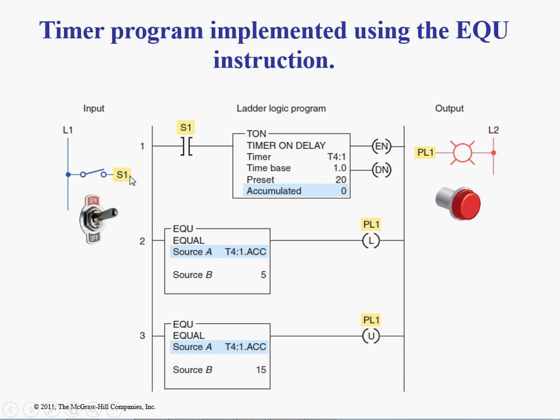Here are some equal to instructions. It just says if the accumulated value is equal to 5, we're going to latch on a light. When it's equal to 15, we're going to unlatch the light. So that light will be on when that timer is between 5 and 15 seconds.